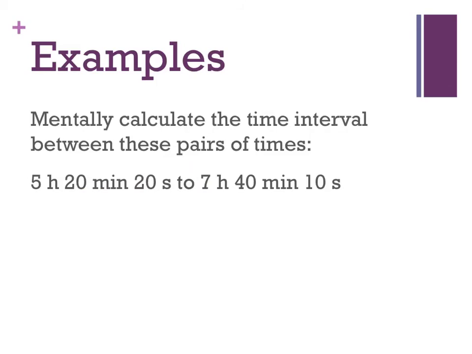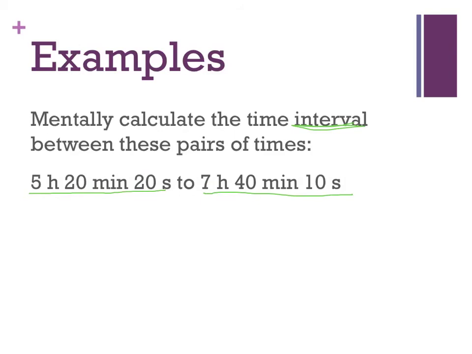Okay, this one here, it's saying mentally calculate the time interval between these pairs of times. Now, I haven't really stressed this so far, so let's have a look. This word interval, the time interval, it means the space in between. What's in between these two times? What's the space that fills the in-between bit? So in order to work this out, we have to consider where we've finished off compared to where we started. So these are my two time pairs. 5 hours, 20 minutes and 20 seconds and 7 hours, 40 minutes and 10 seconds.